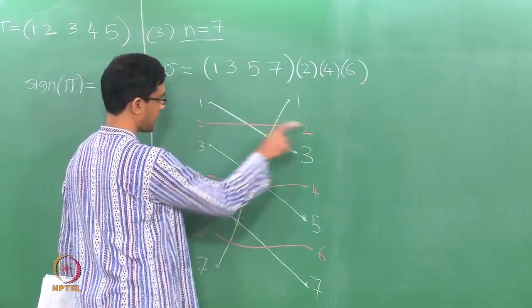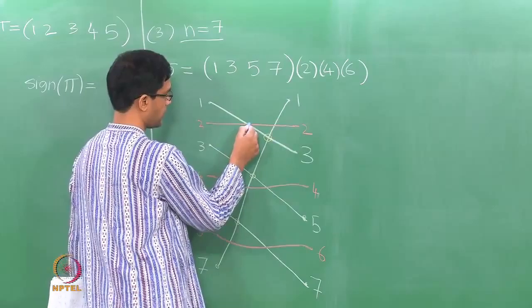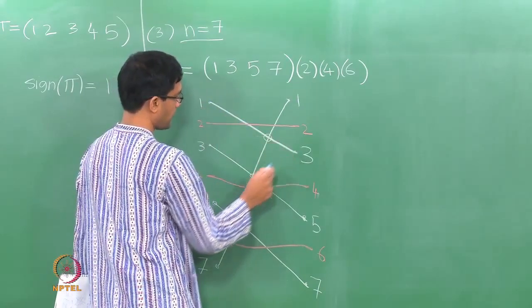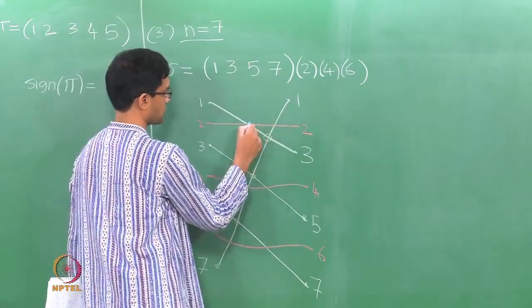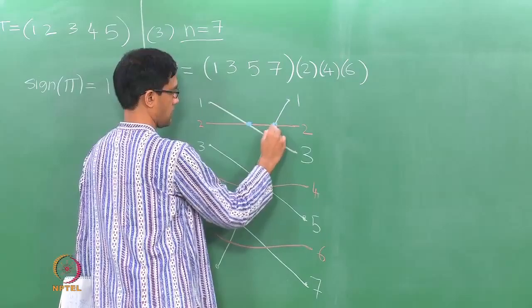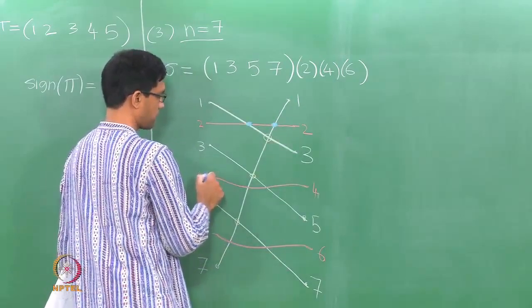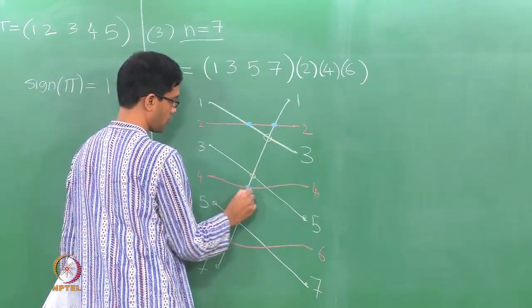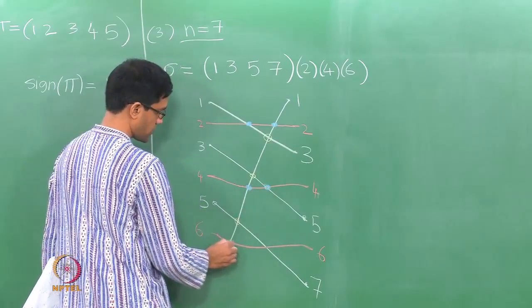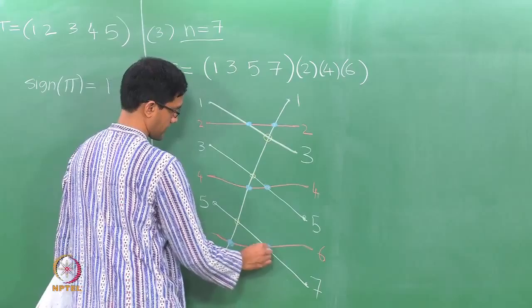So observe that the red line which joins 2 to 2 accounts for 2 crossings, because it meets the line joining 1 to 3 as well as the line joining 7 to 1. So there are 2 crossings. The red line which joins 4 to 4 again accounts for 2 crossings. The red line joining 6 to 6 again accounts for 2 crossings.